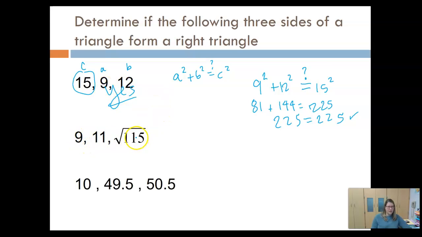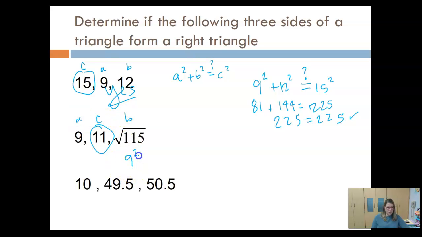So 9, 11, and the square root of 115, I would have to take the square root of 115 to see if it's bigger than any of these other sides. So the square root of 115 in decimal form is 10.72, which makes it smaller than 11. So this is c, this is a, this is b.